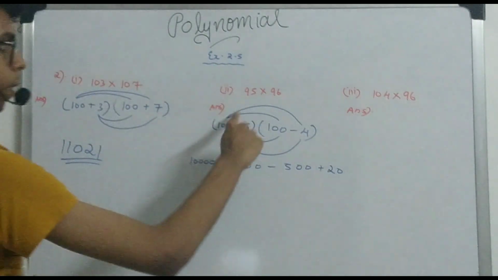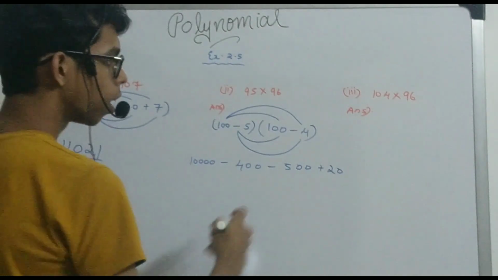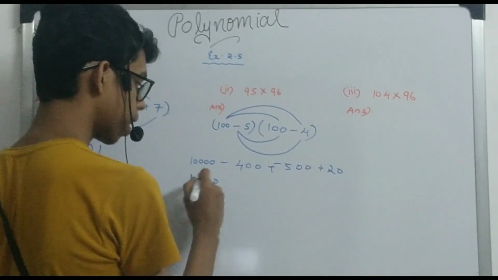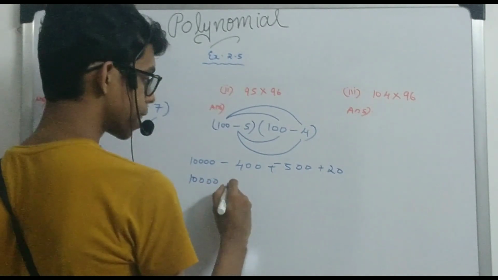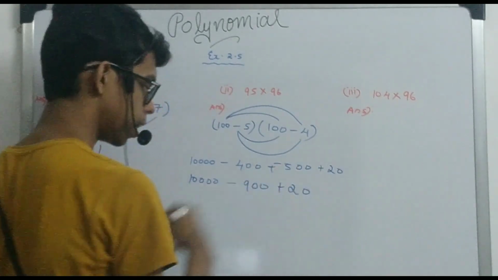We have to do the multiplication. Now this 10,000 we can write as it is, 400 plus 500, it is minus 900, plus 20.